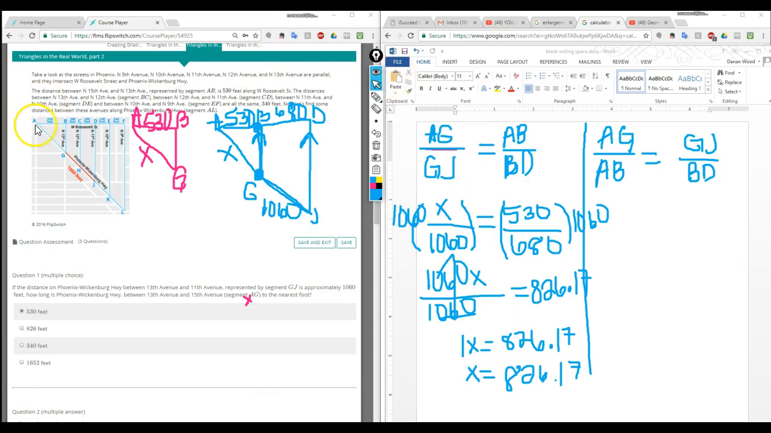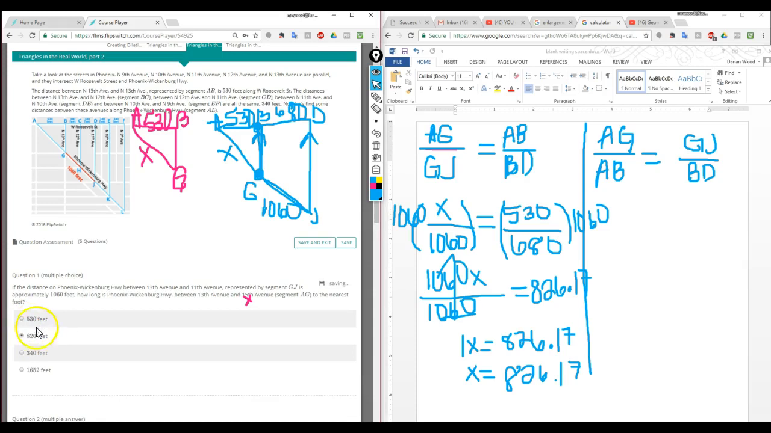So the length from A to G, or from 15th Avenue to 13th Avenue along Phoenix-Wickenburg Highway, is 826.17 feet. Now it says to round it to the nearest foot. Since this tenths place is a 1, that means it's closer to 826 feet than it is to 827 feet. So we would keep it at 826 feet. Okay.